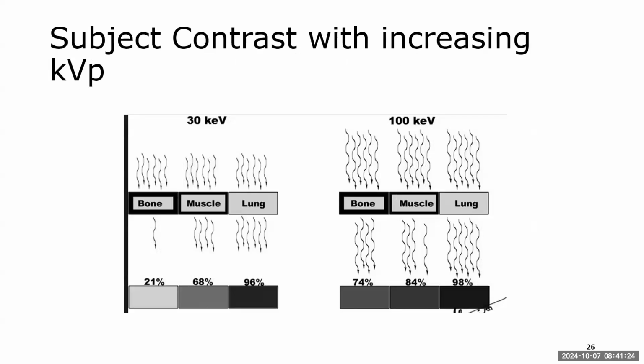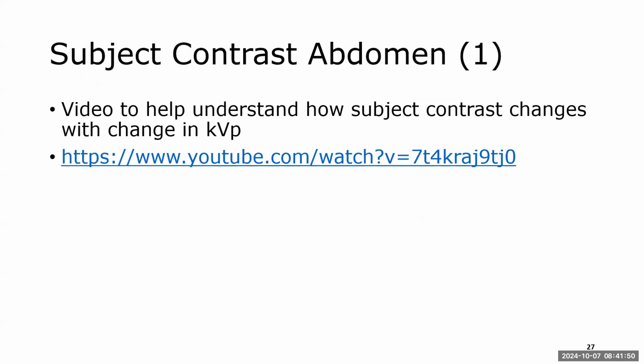This again is just another visual. I don't know if it will be helpful or not. You can see the difference when you go from 30 to 100 keV: the difference in the number of photons that are actually going to make it through, and how that varies the brightness shade that is assigned to that area. Okay, so I don't know if that one's helpful or not.